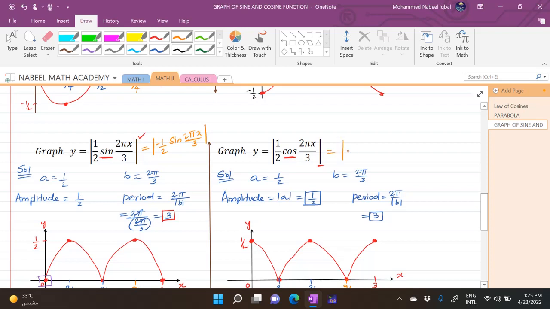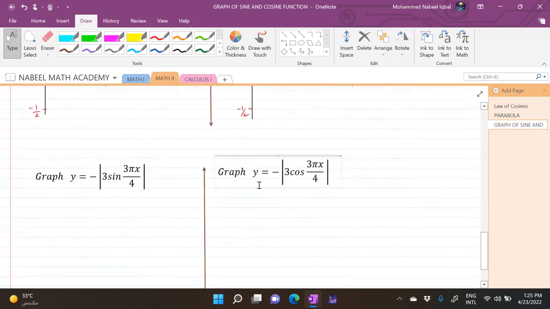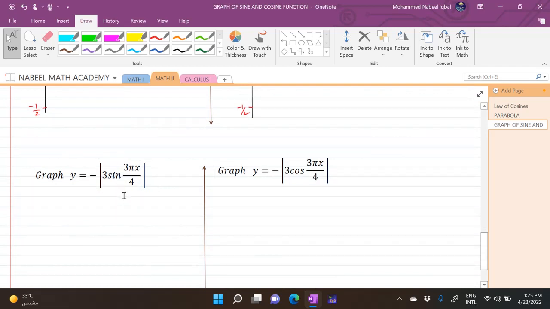Similarly, here it can be written as minus half cosine 2 pi x over 3. There will be no change because the minus is inside the absolute value. So the graph is going to be the same. But if it is outside, what happened? Let us go. I have to calculate this one because the minus is outside the absolute value.